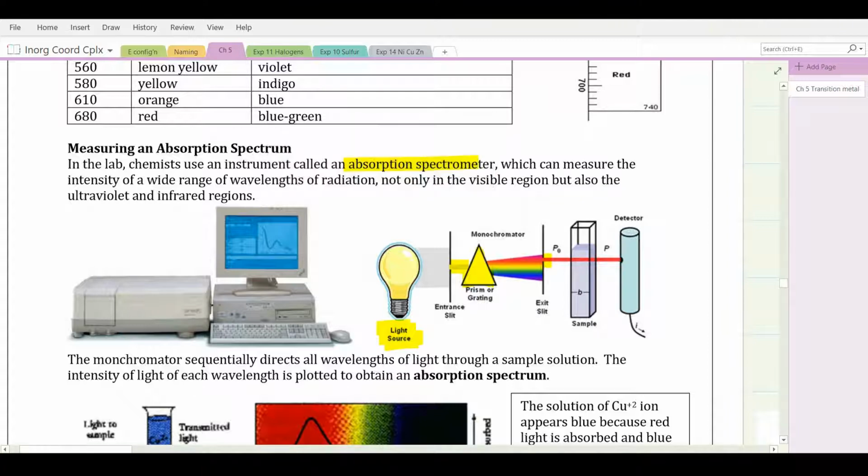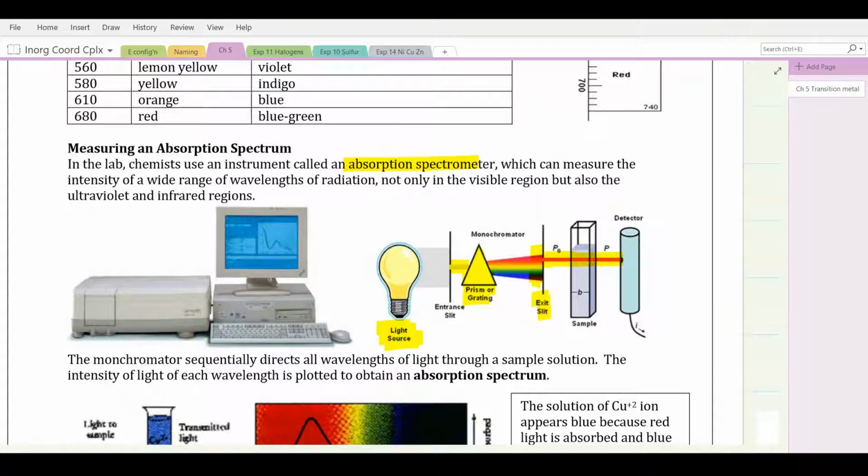It has an exit slit with a narrow opening that will choose one particular wavelength of all of the wavelengths that are split by the prism or diffraction grating, and directs that particular wavelength through a sample of our solution in a cuvette. So light that is not absorbed, that is transmitted through the solution, is incident upon a detector, a photovoltaic cell that produces electricity as photons hit it.